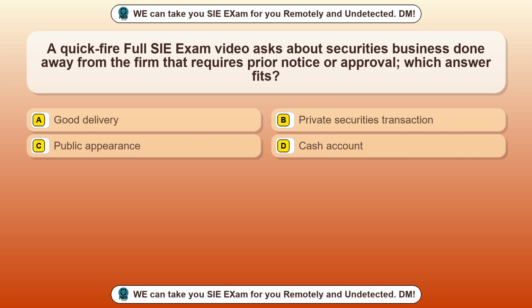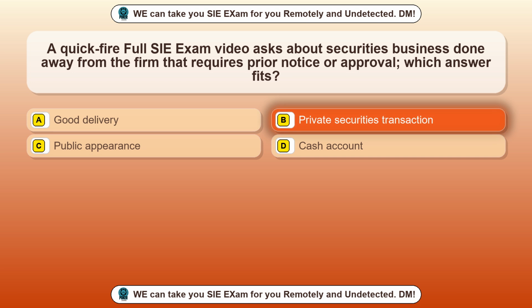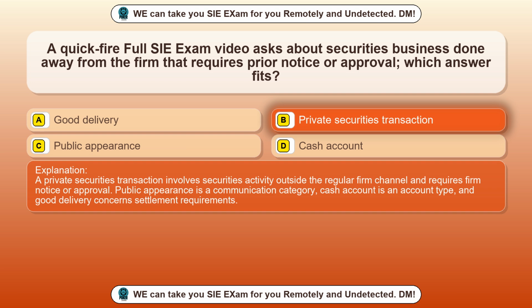Question 53. A quick-fire full SIE exam video asks about securities business done away from the firm that requires prior notice or approval. Which answer fits? Option A, good delivery. Option B, private securities transaction. Option C, public appearance. Option D, cash account. The correct answer is option B, private securities transaction. A private securities transaction involves securities activity outside the regular firm channel and requires firm notice or approval. Public appearance is a communication category, cash account is an account type, and good delivery concerns settlement requirements.